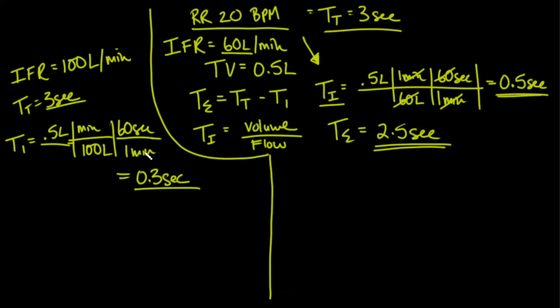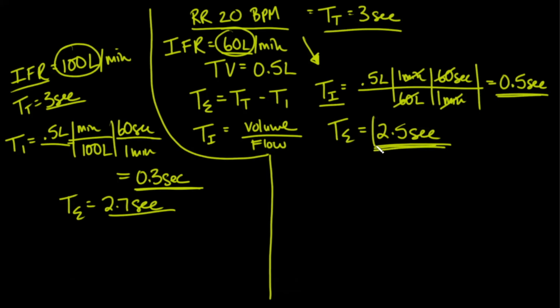So now we plug it back into our equation, and instead of 2.5 seconds, time for exhalation is going to be 3 minus 0.3, which is 2.7 seconds. So you can see that by increasing the inspiratory flow rate from 60 liters per minute to a whopping 100 liters per minute, we were able to take our original 2.5 seconds for exhalation to 2.7 seconds for exhalation. Certainly an improvement. Let's see if it's enough.